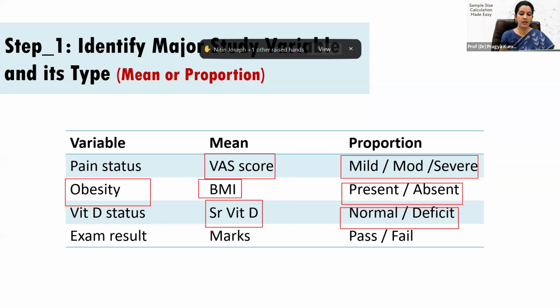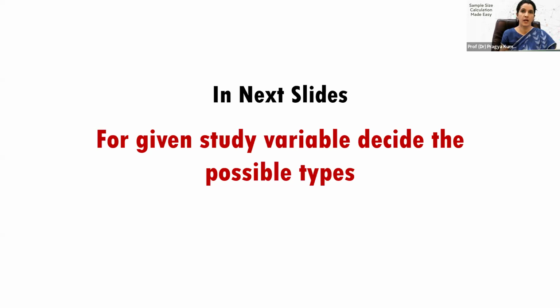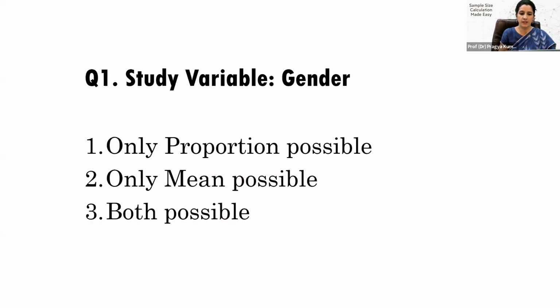Similar is the case of marks. If we are taking absolute marks like 60%, 70%, it will be a mean marks, and if we are categorizing it as pass or fail or first division or distinction, non-distinction, then it is a categorical variable or a proportion. So in the next few slides, you have to type in the chat box what is the type of variable, whether it is a mean or proportion. Because if you identify these two things from your research question and objective, you are half done. So that's why it is very essential.